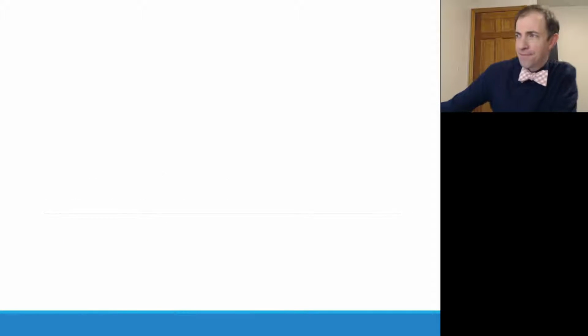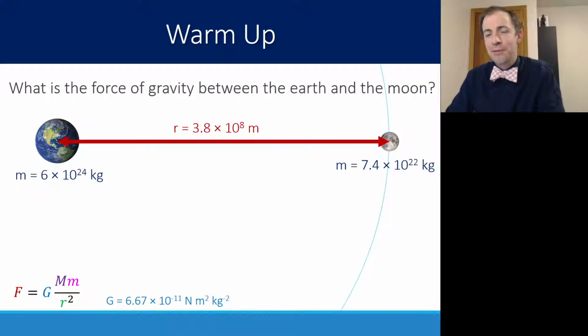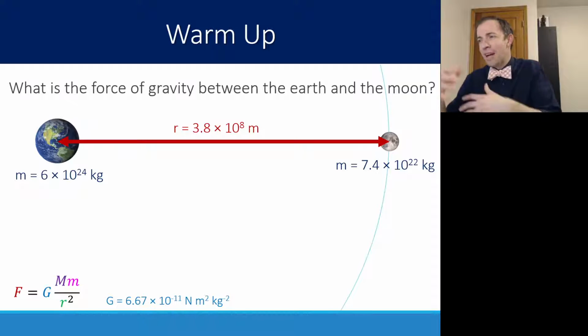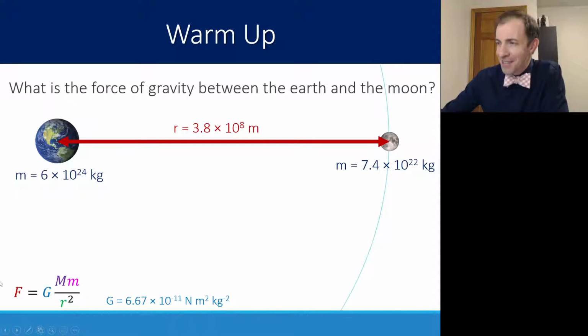So to start us off, let's do a quick warm up and just remind ourselves how we use some of this gravitational or any sort of force field force calculation. You might recognize this formula as Newton's universal law of gravitation. It's big G, this universal gravitation constant, times the mass of one object and the mass of the other, divided by the distance between them squared.